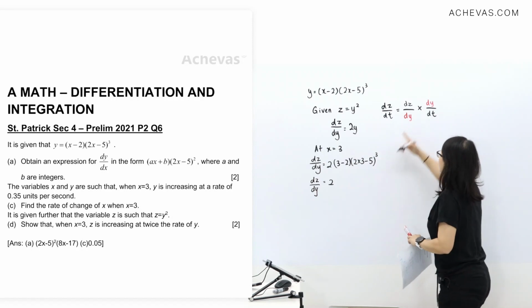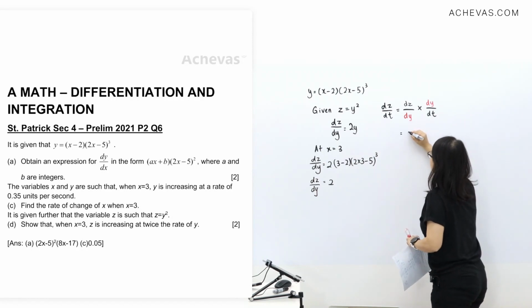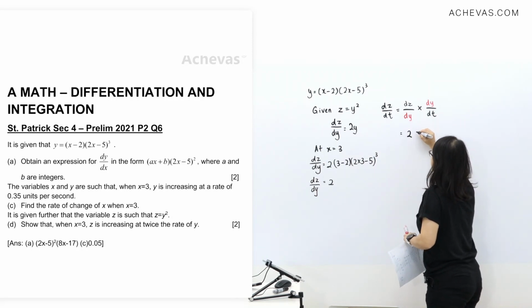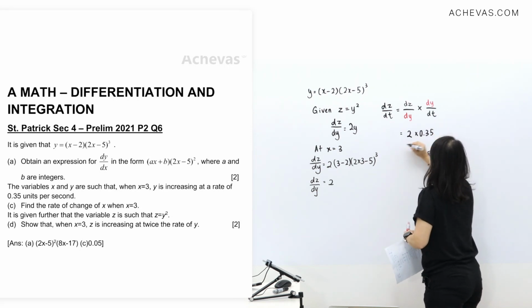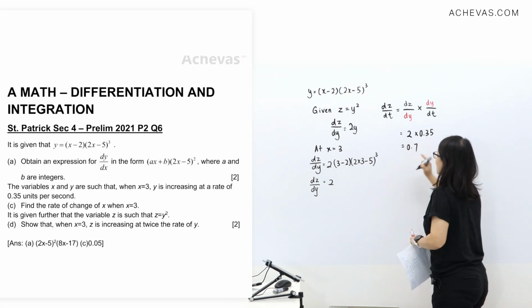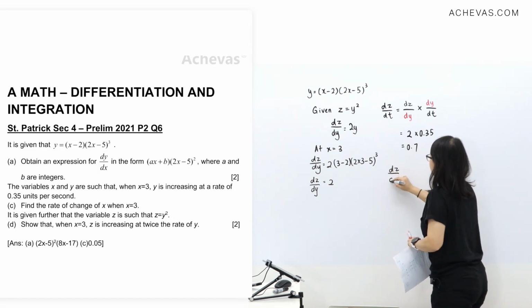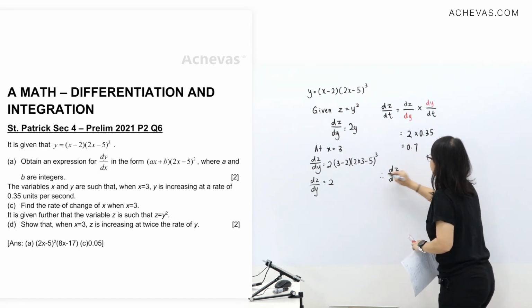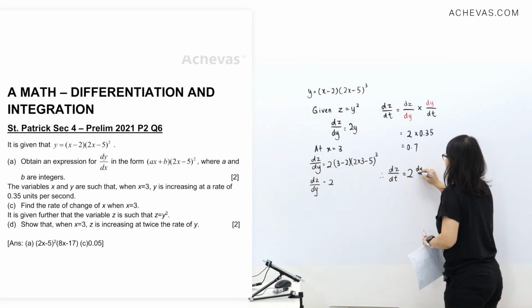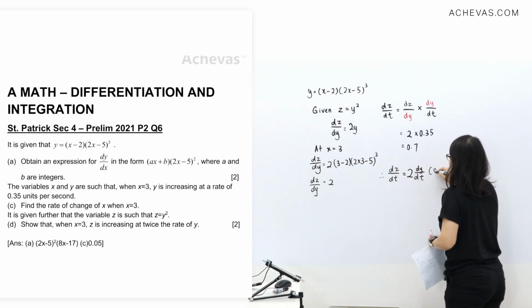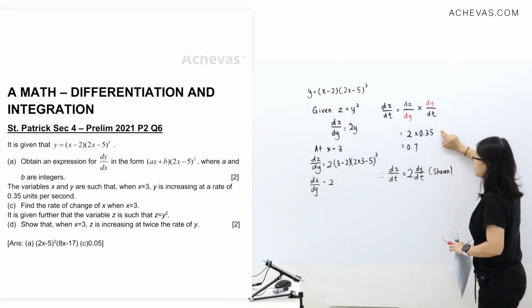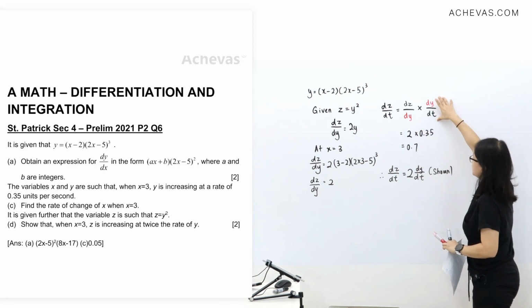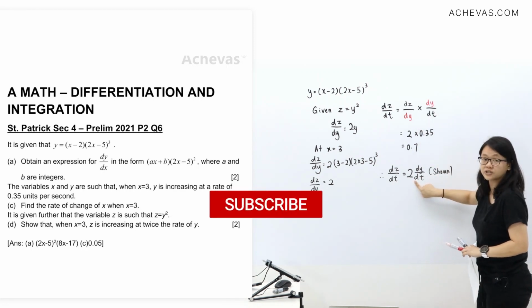From here, we're going to put 2 times dy/dt. You can leave it here, or you can put in the value. In terms of value, or you can leave it. So you can see this is 2 times dy/dt, which is what you are supposed to show. In terms of value, it's really 2 times, or if you keep this as dy/dt, you will see this expression.